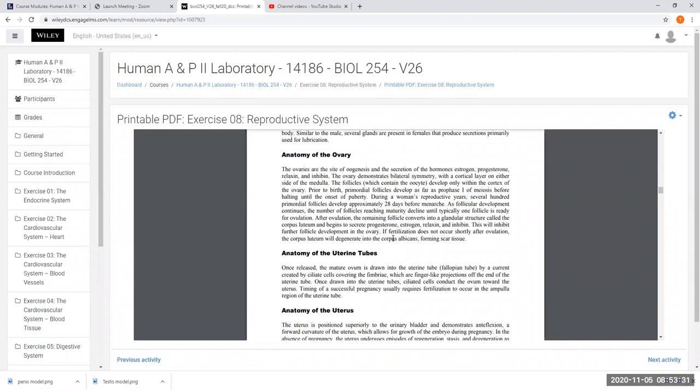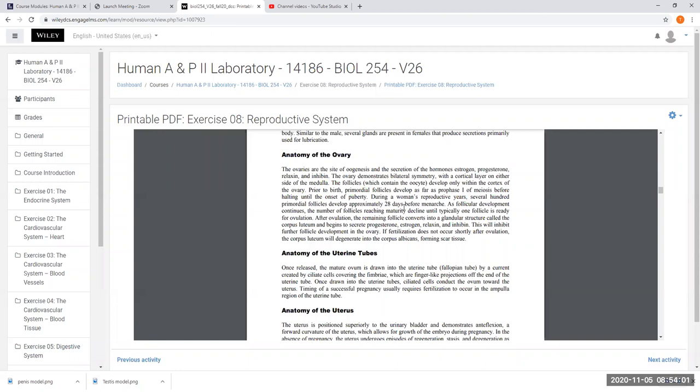And on average, the reproductive cycle is 28 days. Some females are just shorter than that, and some females are just longer than that. There are some that don't meet the 28-day scenario. However, in textbook classification, we always go by this 28 days, even though some women might be a little bit longer than that with their cycle. So what happens in the ovary?